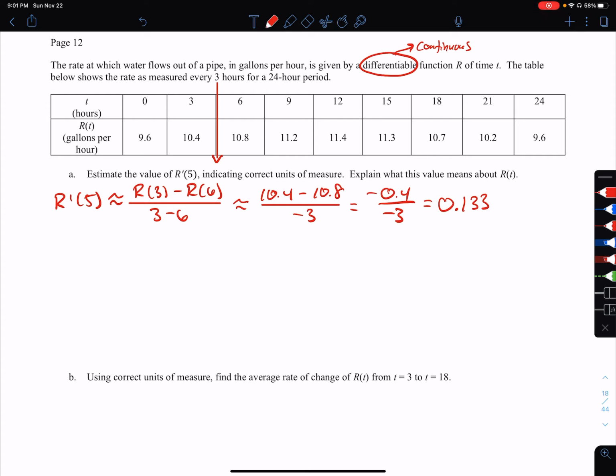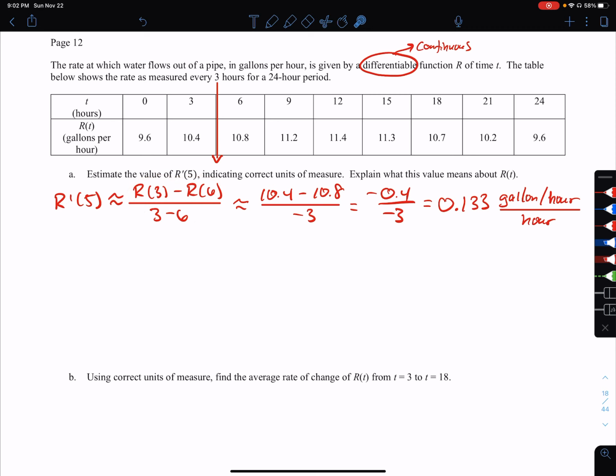We should label this. The original function is gallons per hour. If r is measuring in gallons per hour, then r prime, this is gallons per hour, and this is per hour, so it's gallons per hour per hour.